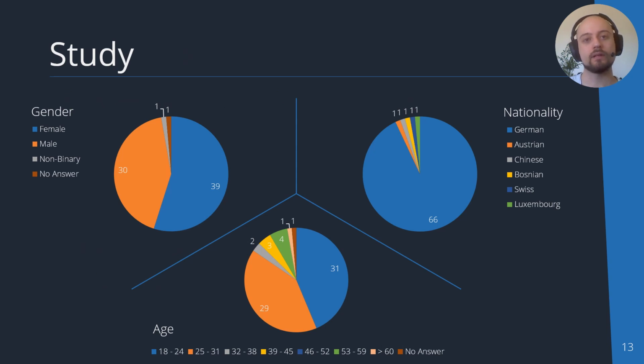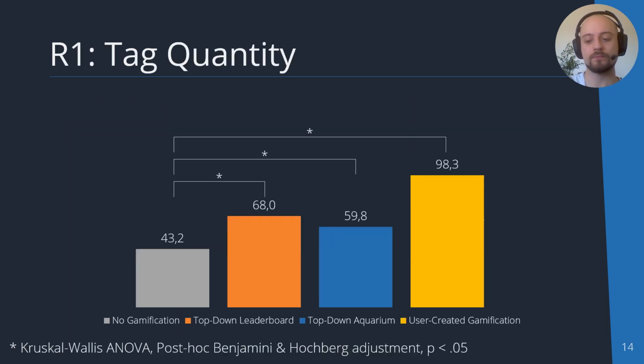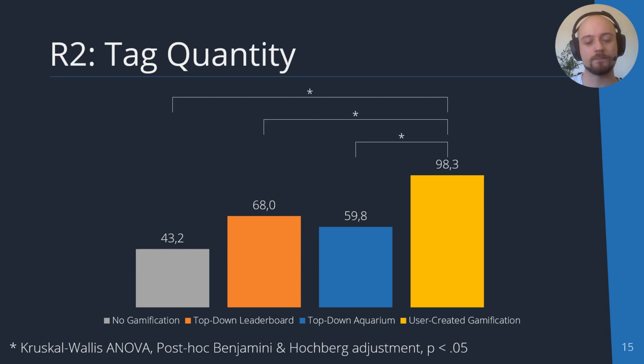Our participants themselves were mostly female, with 39 being female, 30 being male, 1 being non-binary, and 1 did not want to give an answer. Most of the participants were from Germany, and most of them were also between the age of 18 to 24, as well as 25 to 31. In terms of our main results, we found that, yes, all of the gamification conditions were able to have a significantly higher amount of tags compared to no gamification. But if we have a look at user-created gamification, we also found that user-created gamification differed significantly from both top-down conditions as well as from the no gamification condition.